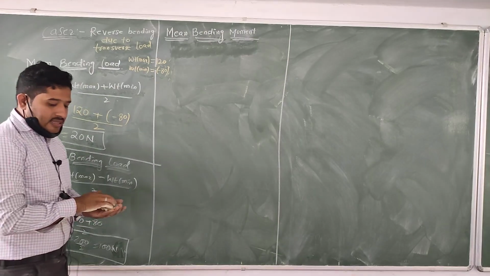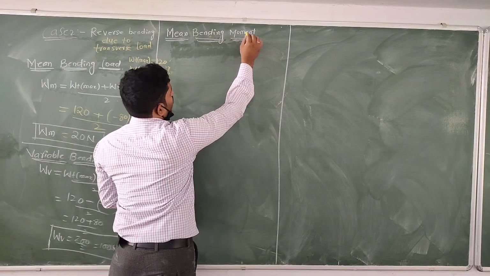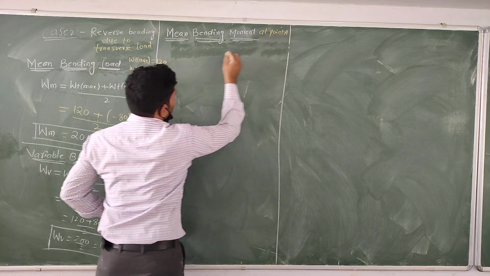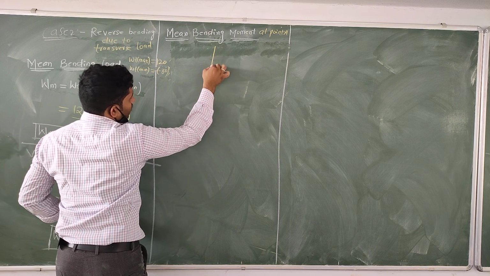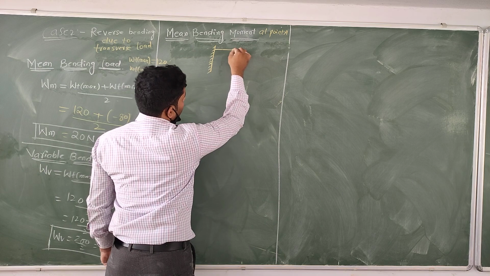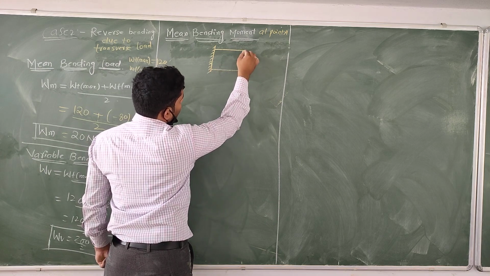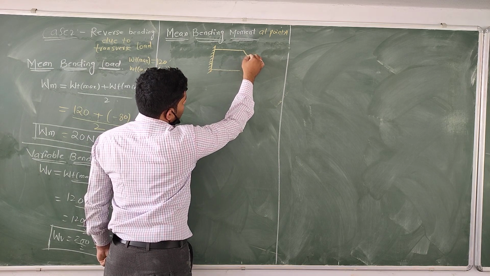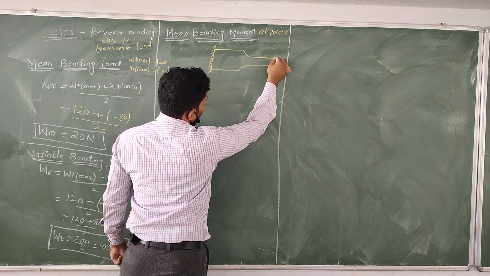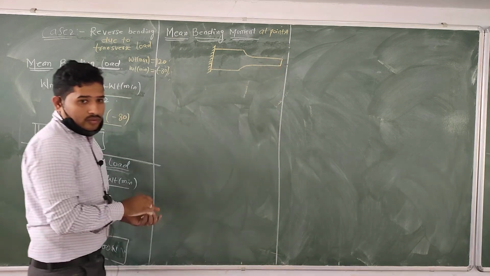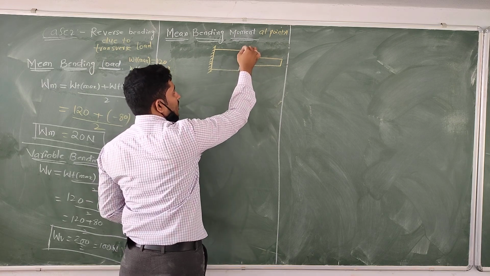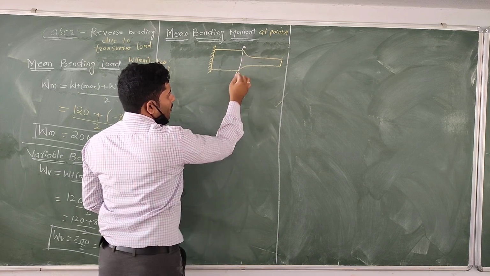So let us consider the mean bending moment at point A. I will draw the figure here. This is our cantilever beam. This diameter we can say as 2d, and this diameter we can say as small d. Here this section we can say as section A and B. Okay dear.